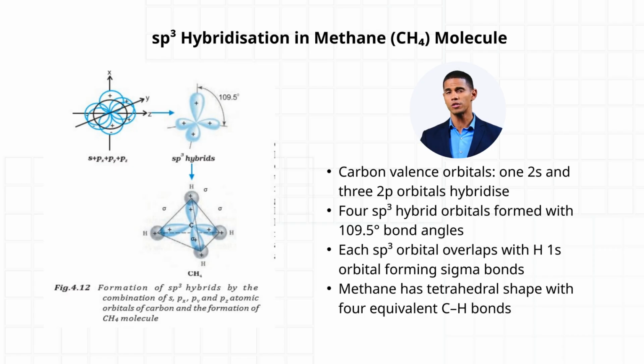Refer to the figure on your screen. On the left, you see the combination of s and 3p orbitals. On the right is methane's tetrahedral shape, where carbon, center, forms four equivalent sigma bonds by overlapping each sp3 orbital with the one s orbital of a hydrogen atom. This overlap results in strong CH bonds, structurally holding the methane molecule in its characteristic shape.